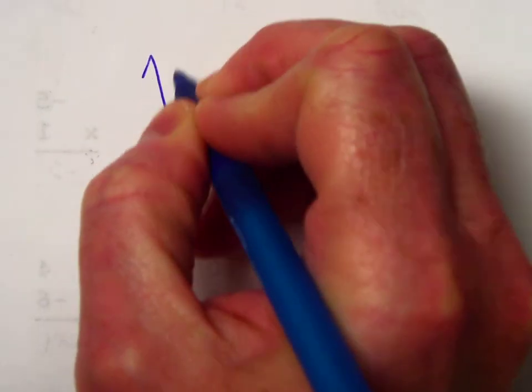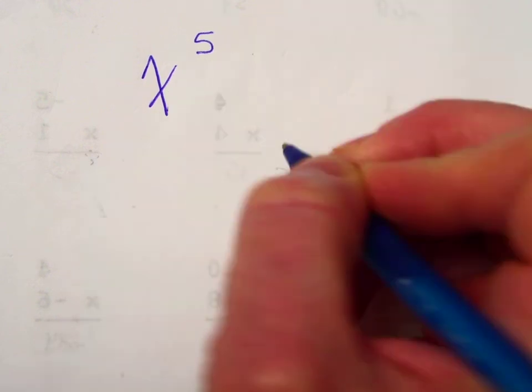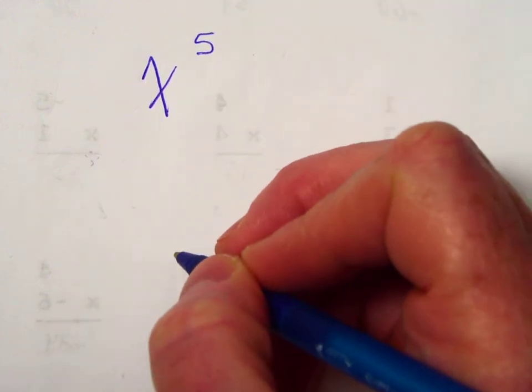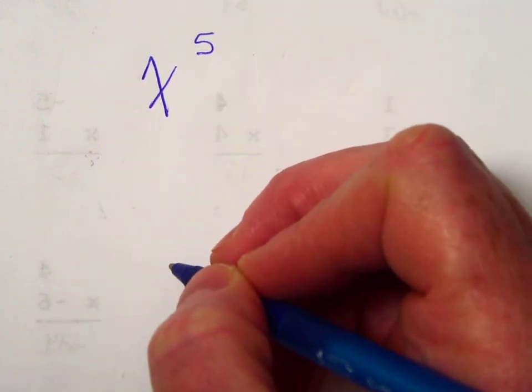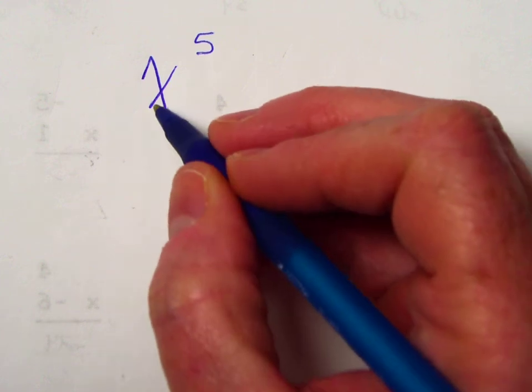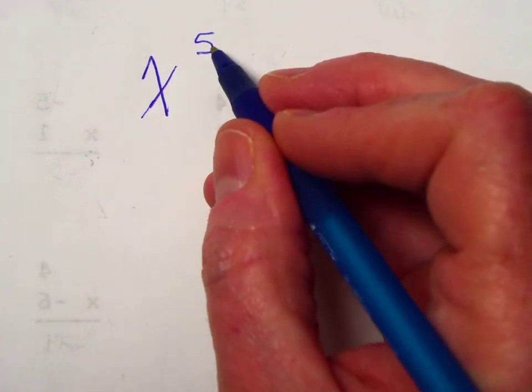All right, so just a little bit of background, real quick. We're starting chapter 7, and it's all about exponents. If I have x to the 5th power, which one of these is considered the base, the x or the 5? The x. This is the base, and this is how many.